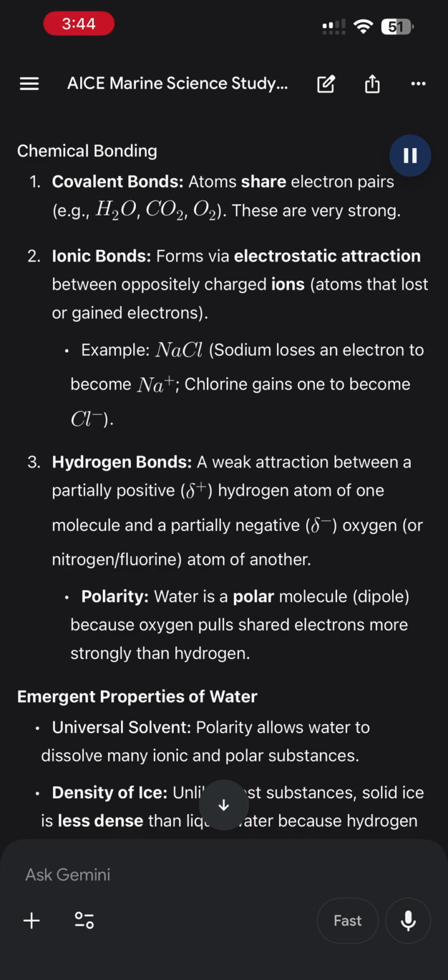3. Hydrogen bonds. A weak attraction between a partially positive, δ+, hydrogen atom of one molecule and a partially negative, δ-, oxygen or nitrogen/fluorine atom of another. Polarity. Water is a polar molecule, a dipole, because oxygen pulls shared electrons more strongly than hydrogen.